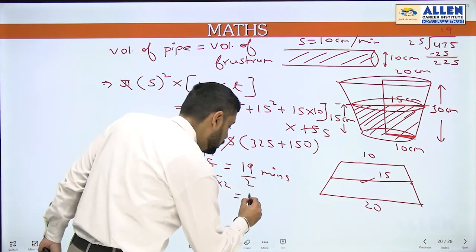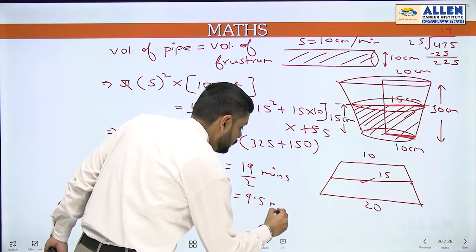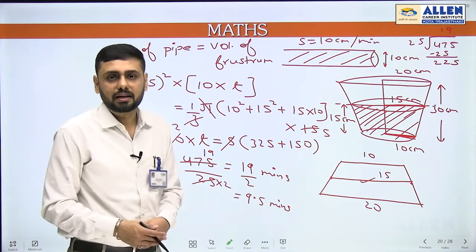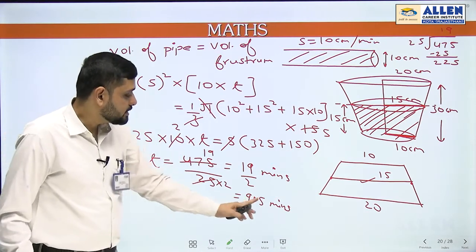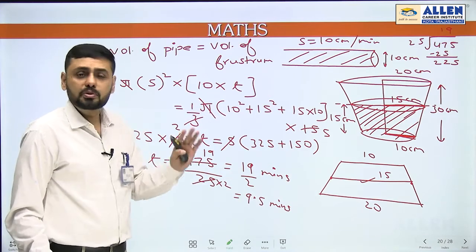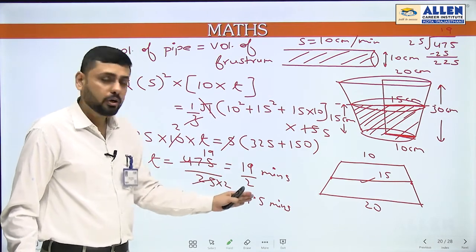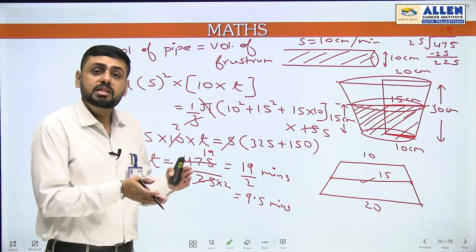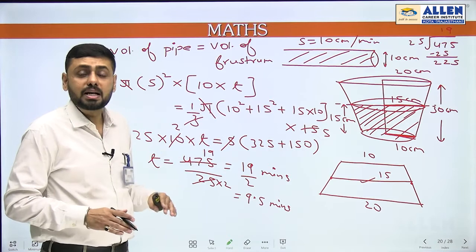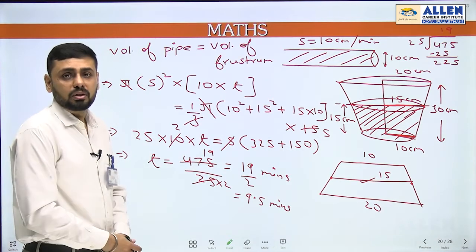So, 19 by 2 or 9.5 minutes. We can also write it down like this, or 9 minutes 30 seconds, right. And now, as you can see, the time is 9.5 minutes, that is 9 minutes 30 seconds, and no option is 9.5 minutes. So, it means this question is bonus because no option is matching, right. So, therefore, we have given this question as a bonus. Now, we will move on to the next question.